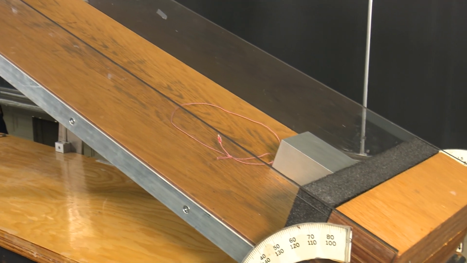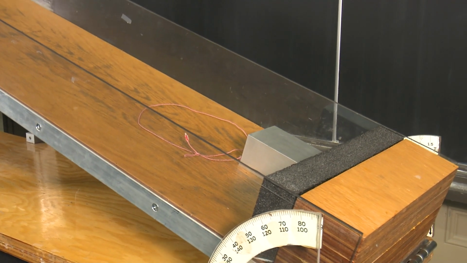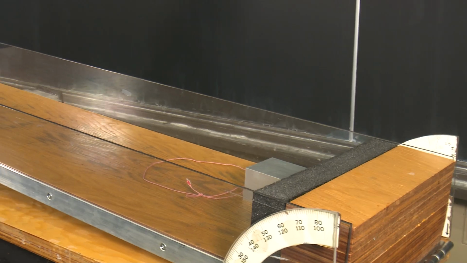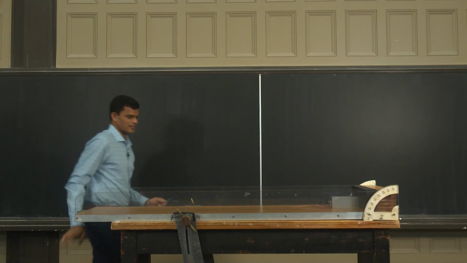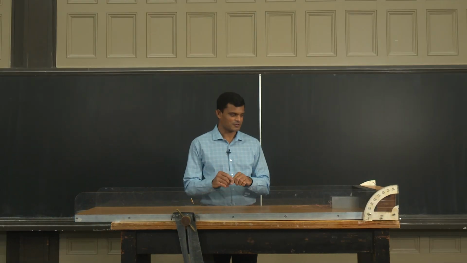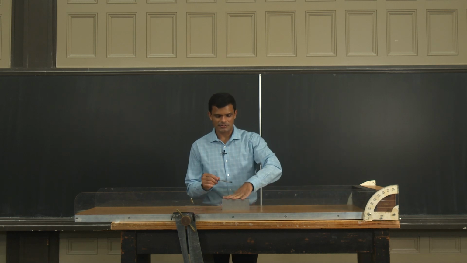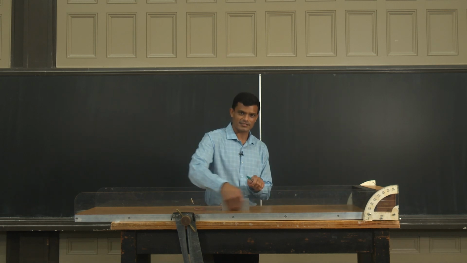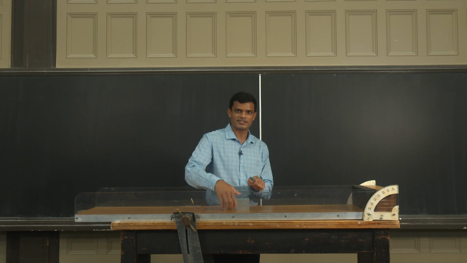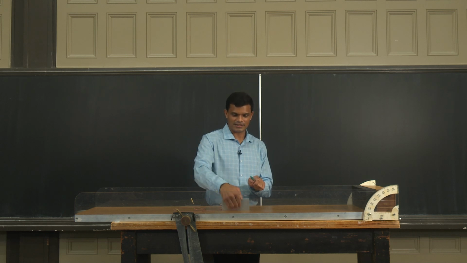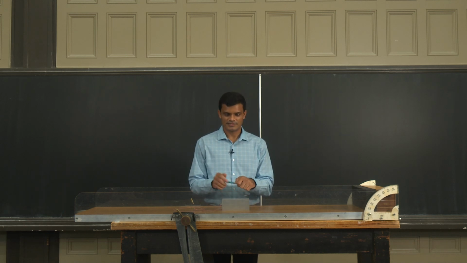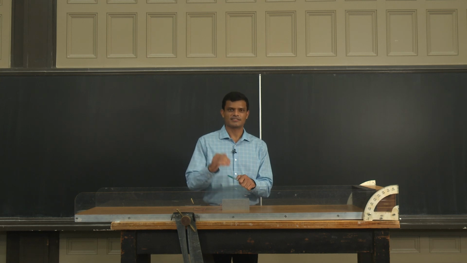And there's that point, this angle at which the block will slide down. So that angle is called the angle of repose, and that angle depends on the static coefficient of friction that's in between this block and the surface. So that's friction on an inclined plane.